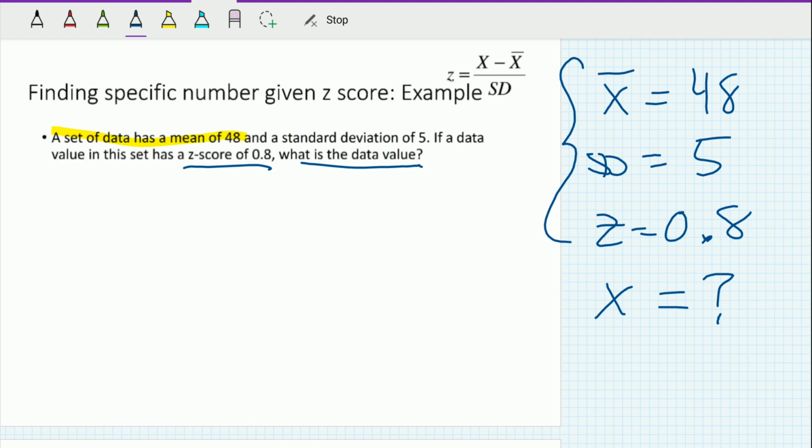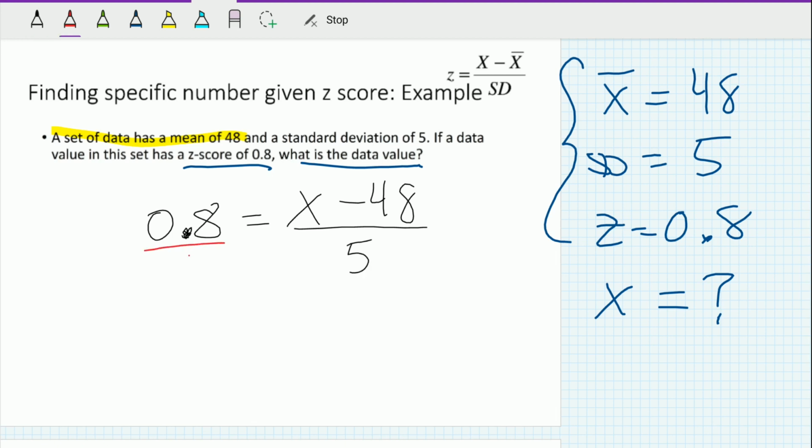So let's go ahead and set up my equation. Z is 0.8 equals the raw score, which we don't know, minus the average, which is 48, over the standard deviation, which is 5.